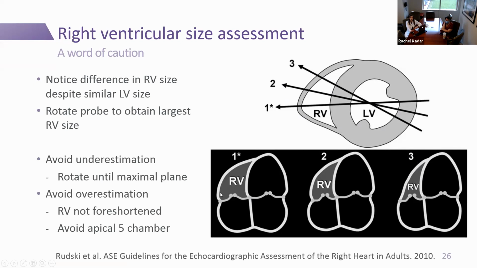So it's very important to rotate the probe, and this is just a teeny tiny little adjustment to obtain that largest right ventricular size. So we want to avoid underestimating the size of the right ventricle by rotating until that maximum plane. We want to also avoid overestimation, although it's much more likely that you would underestimate the size of the right ventricle than overestimate it. But if that RV is significantly foreshortened, sometimes you can overestimate it.